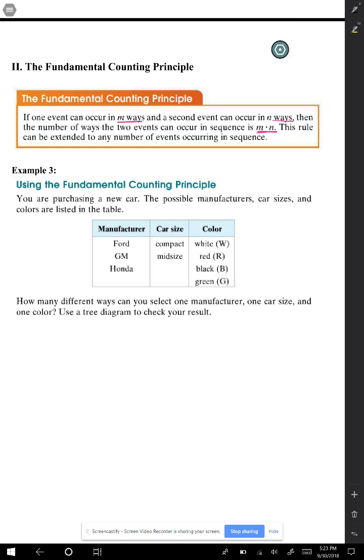So you had 6 ice creams times 10 toppings would be 60 different ways you could choose one ice cream and one topping. That would be an example of the fundamental counting principle. And this rule can be extended to any number of events.